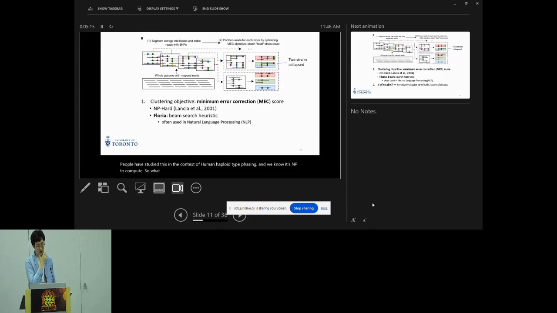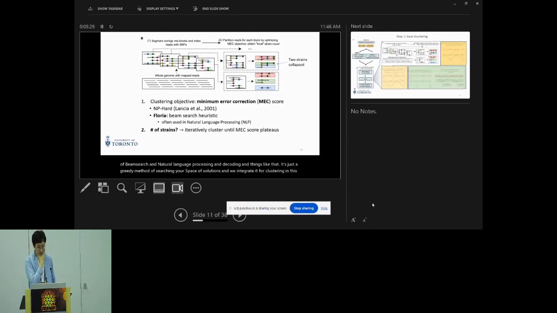So what we do in Floria is we use a beam search heuristic. You may have heard of beam search in natural language processing and decoding and things like that. It's just a greedy method of searching your space of solutions, and we integrate it for clustering in this case. But there's a thorny issue, which is we don't know the number of strains a priori, right? Like, how do we know how many things to cluster into?